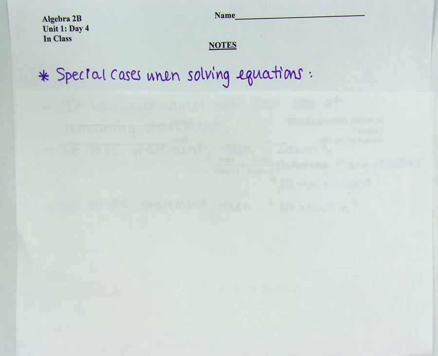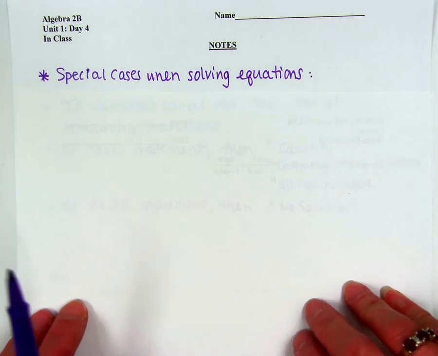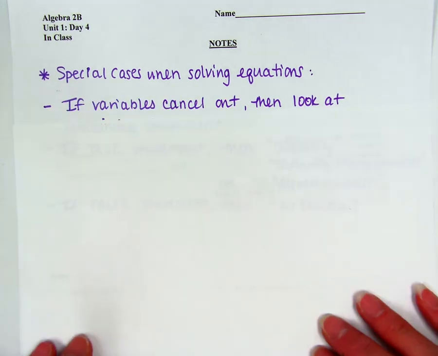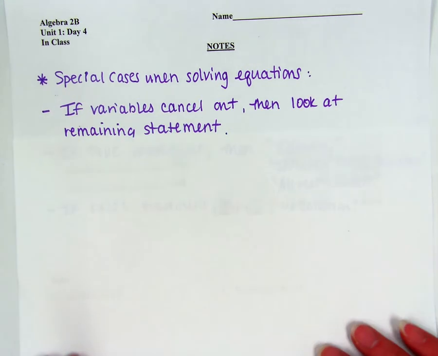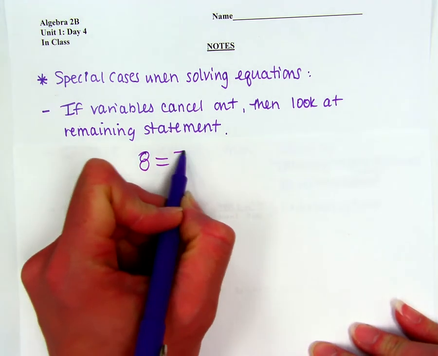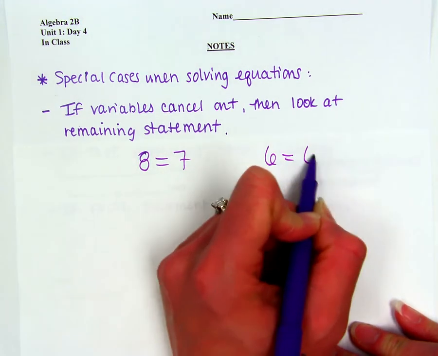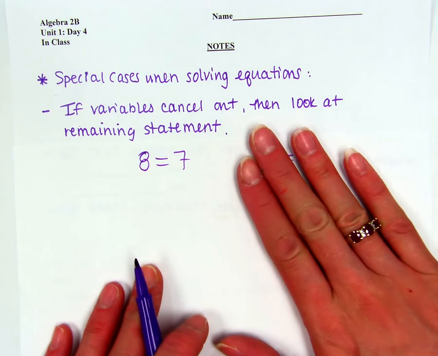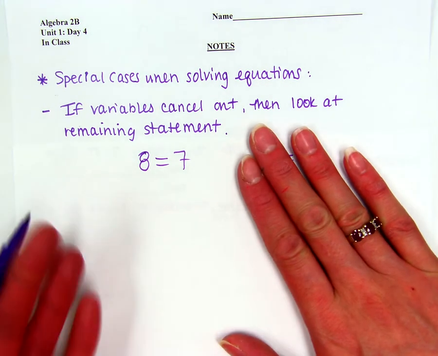Okay, so today we're going to continue with solving equations. The only thing that's going to be new is you might run into a special situation where your variables cancel out. If that happens, then you're going to look at what's left over. You're going to look at the remaining statement, which could say something like 8 equals 7 or 6 equals 6. We're going to look at the statement and decide, is that statement true or false?